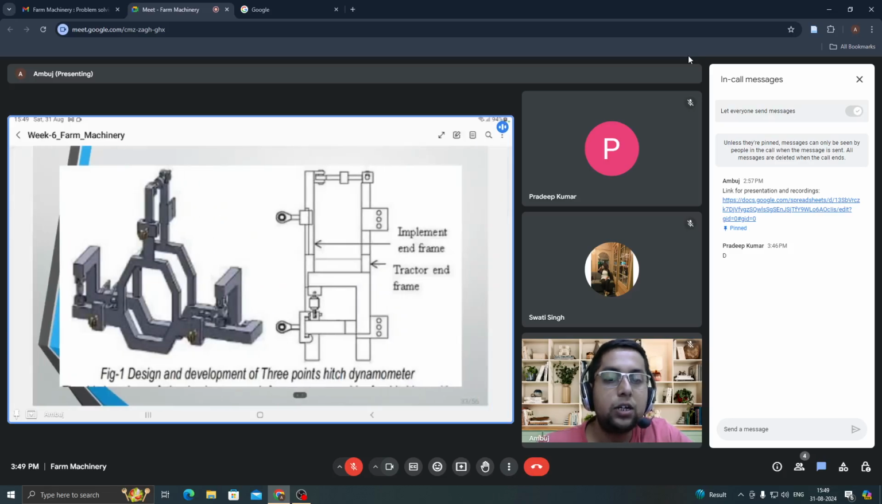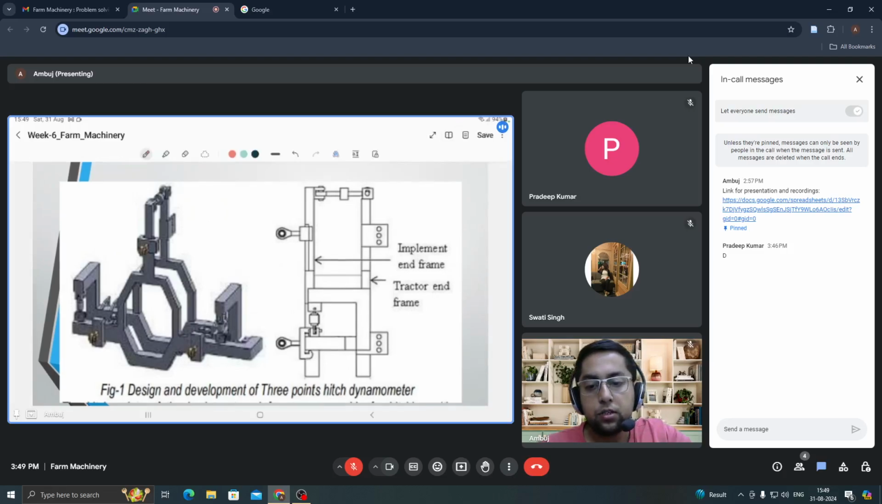Here I have taken this research paper. Here we have fabricated a 3-point hitch dynamometer, which can measure the entire forces of the 3-point hitch linkage. See here, 6 load cells are attached. I'll just mark them. First one here, then second one just behind it, third, fourth, fifth, sixth, and these 6 load cells can measure all the forces which were given here.